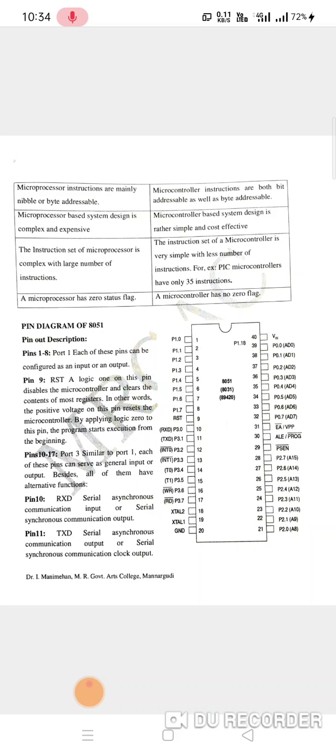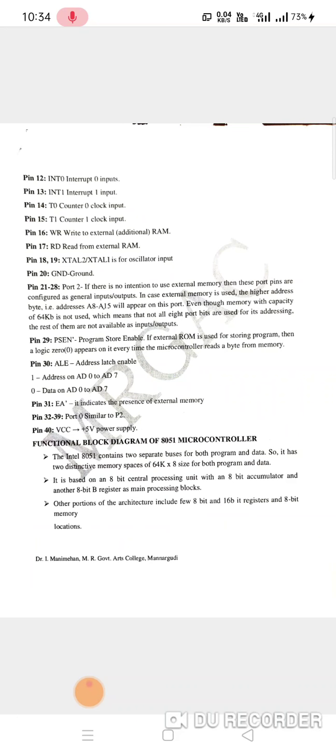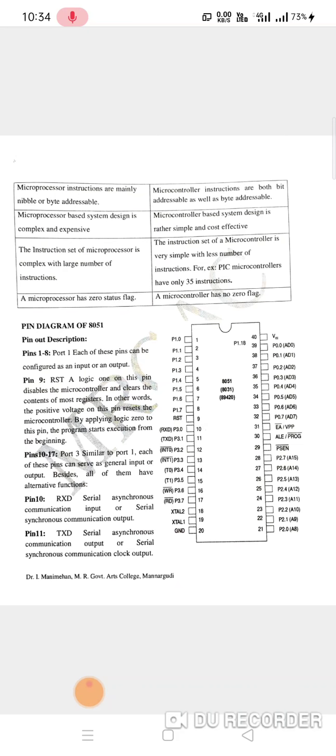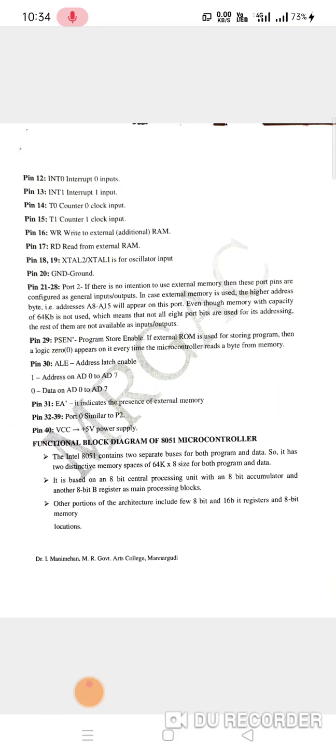Clear? Then pin number 12 is INT0, that is interrupt 0 input. It is an active low interrupt. On this line, if logic 0 is present, that means INT0, that is interrupt 0, is enabled. The interrupt is coming from the IO device. Okay, so pin number 13 is INT1, that is interrupt 1 input.